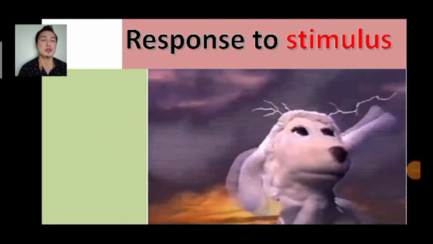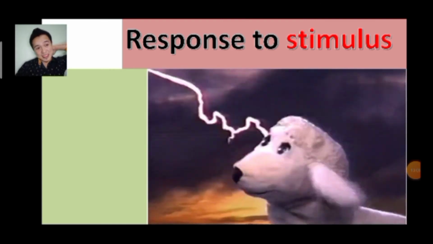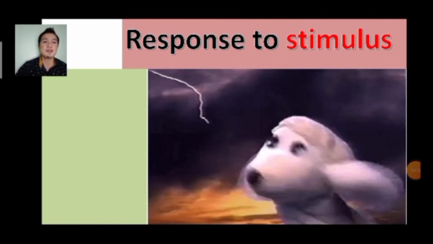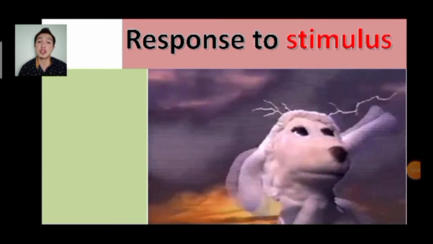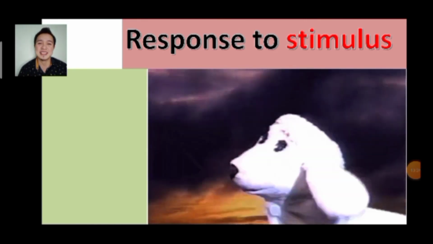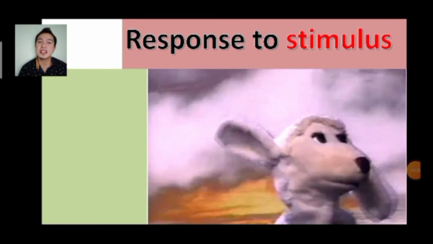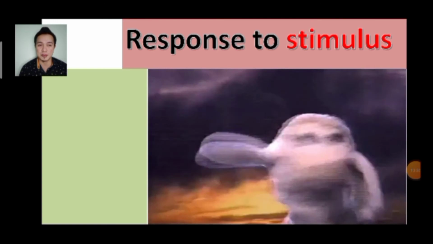Another example here, respond to stimulus, or in plural form, stimuli. So look at this, look at the sheep or the lamb. The lamb is scared of the lightning. In other words, the video said a while ago that the mimosa plant responds to touch, and a sunflower responds to sunlight. Wherever the sunlight is, the flower will move to it. Remember this one. This is response to stimulus.